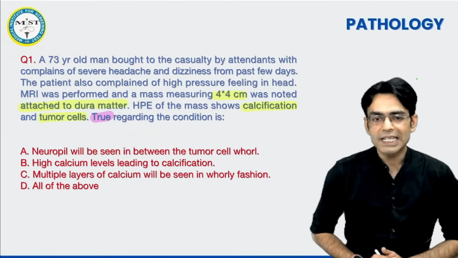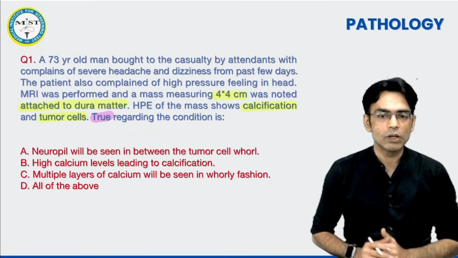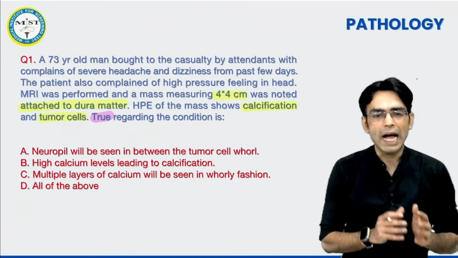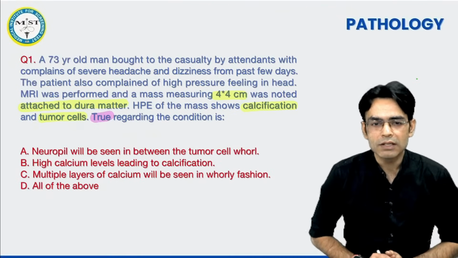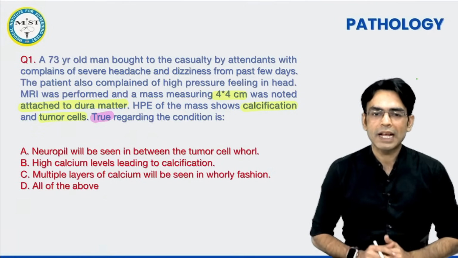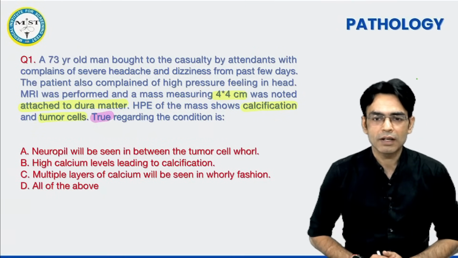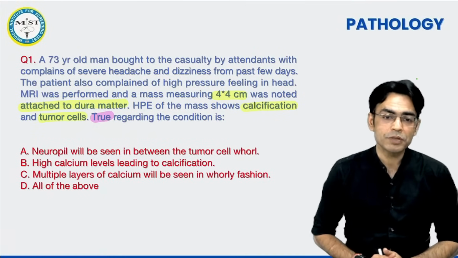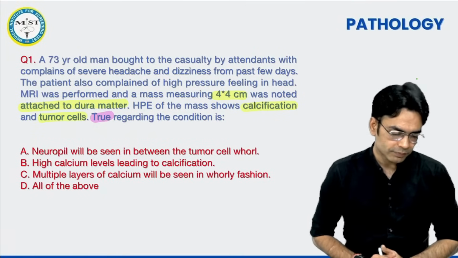Neuropil will be seen in between the tumor cell walls. High calcium levels leading to calcification. Multiple layers of calcium will be seen in a whorled fashion in the tumor biopsy. And all of the above.